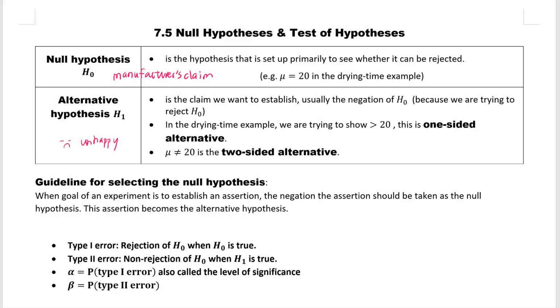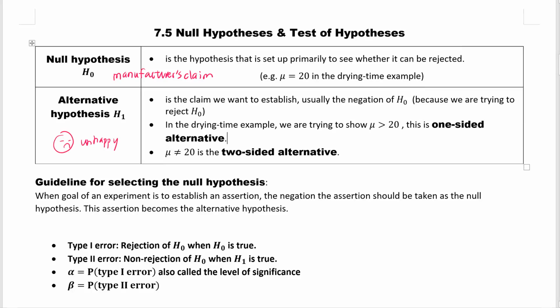Think about what makes you unhappy. In the drying time example, if mu is greater than 20, then we're not happy. If mu is less than or equal to 20, we are happy. So this is a one-sided alternative. If the alternative is mu not equal to 20, we want exactly 20, we don't want more, we don't want less, so then this is a two-sided alternative.